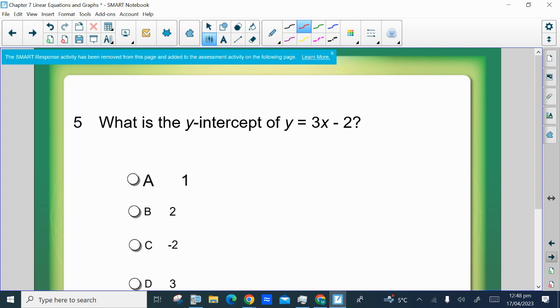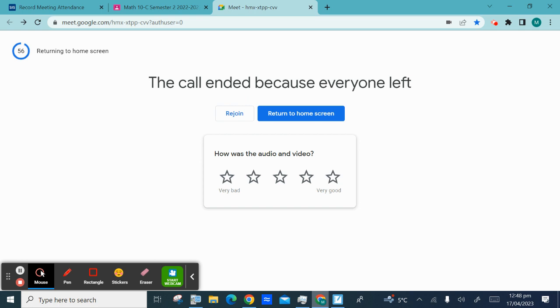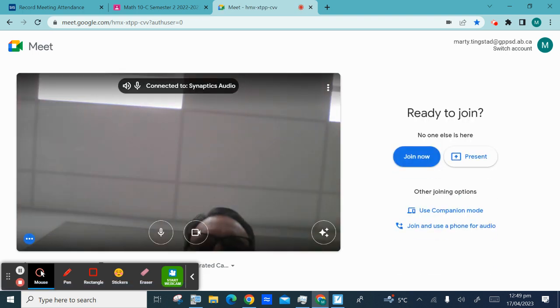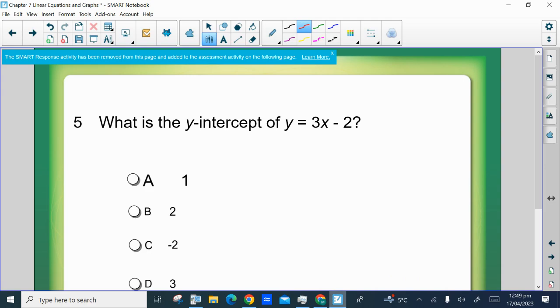So this question asks for the y-intercept of that graph. Do you know what it is, Keaton? Well, this is in slope-intercept form. Remember, slope-intercept form is y equals mx plus b. This is in slope-intercept form, y equals mx plus b, where m tells us the slope and b tells us the y-intercept. So what's the y-intercept, Keaton?